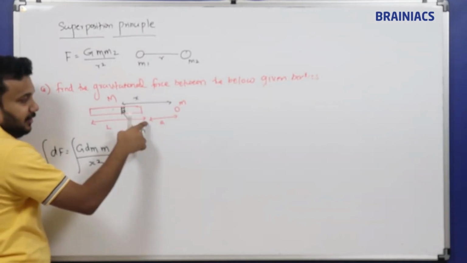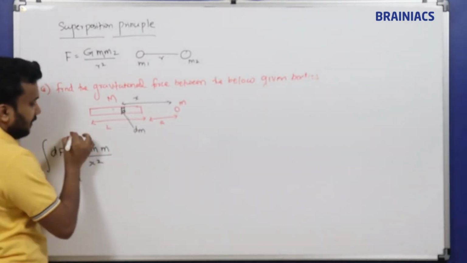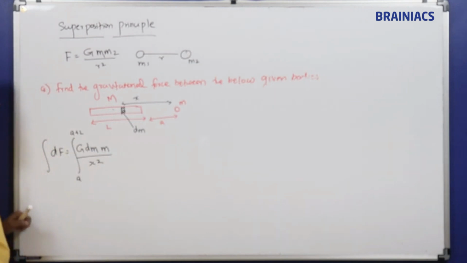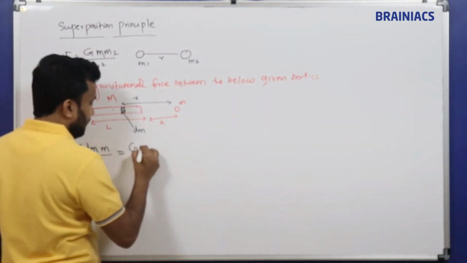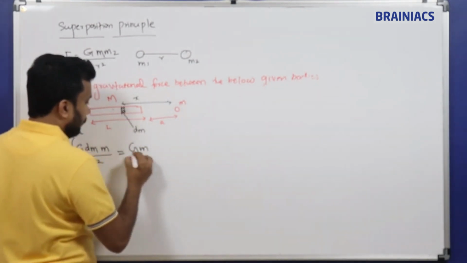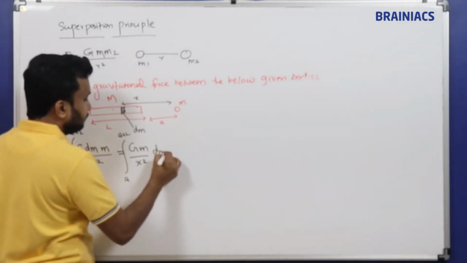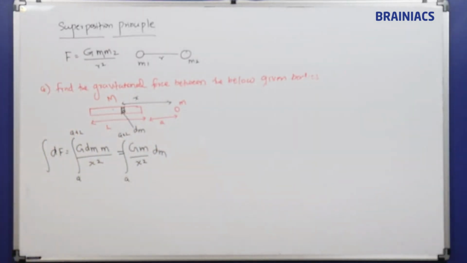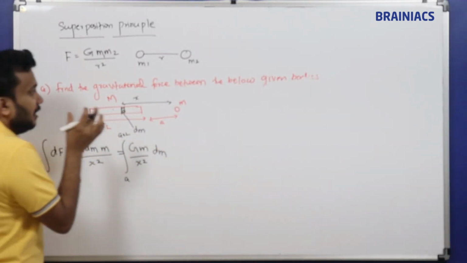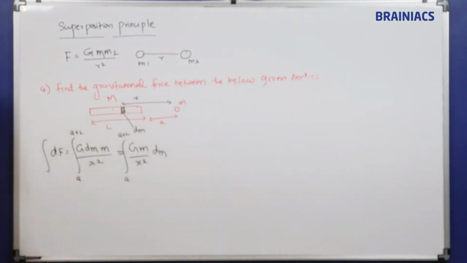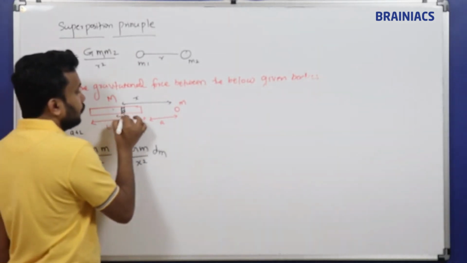From where I have to integrate? A to A plus L is the maximal length. So this can be written as GM divided by x squared, integral A to A plus L of dm. What is dm? dm is a small mass out of M, which is at a distance of x meters away. So dm is a mass of the small unit whose length is equal to dx.